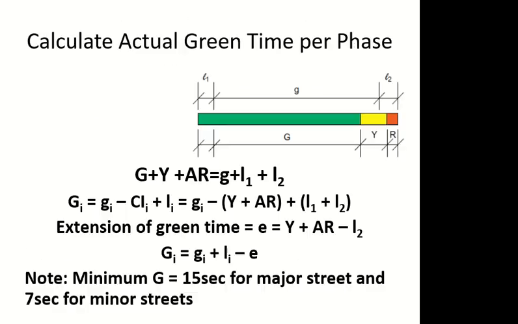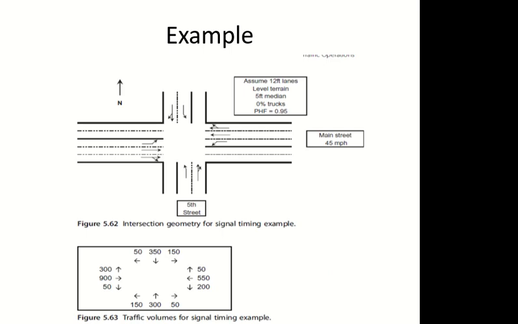Today, as I said, we start with an example. This is the example we have. Okay, so you can see we have 3 lanes in the east-west direction, 2 lanes in the north-south direction, and you can see how they are divided, and for each direction the flow is given here.